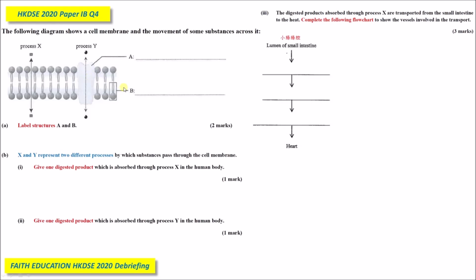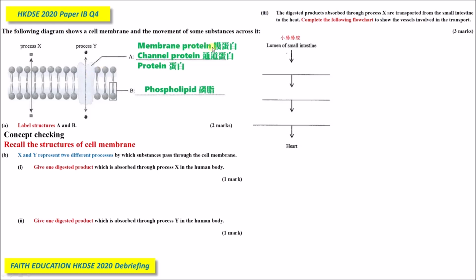For good practice, surely you need to label it first. And this question is very straightforward. It asks us to recall the structure of the cell membrane. Structure A, it is the membrane protein, channel protein, or the protein. And the structure B, it is the phospholipid. Maybe next time it asks you about this layer, it is the phospholipid bilayer.